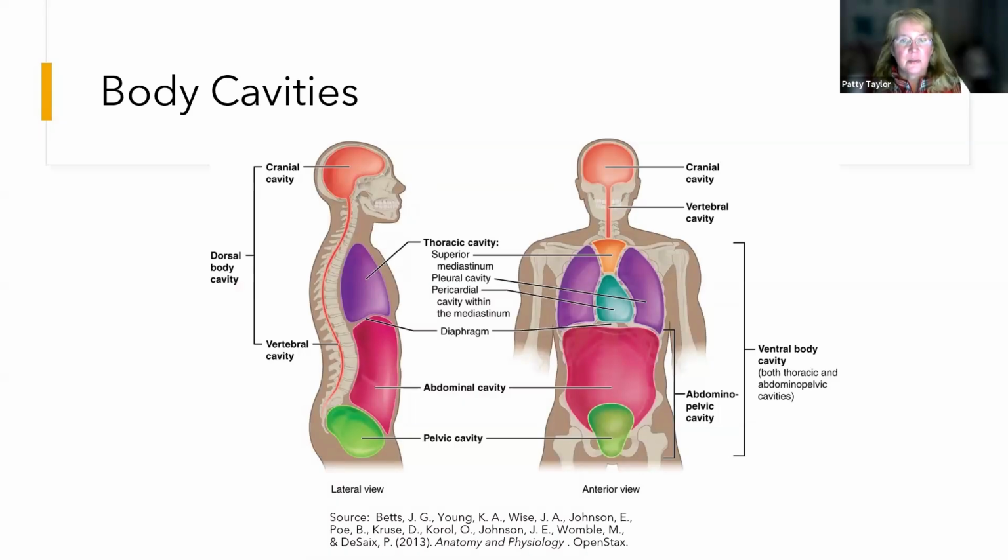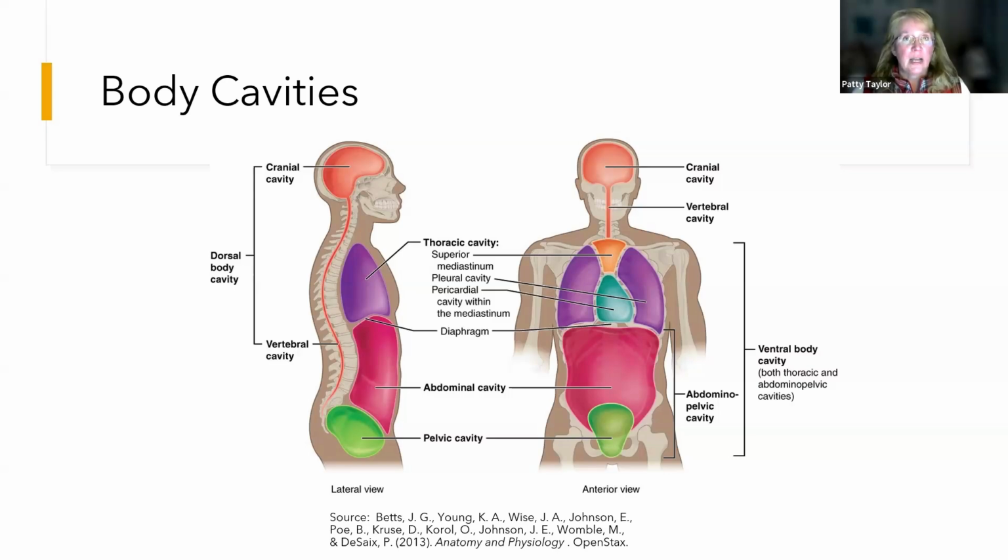You can see from this lateral view or side view here on the left side of our picture, the cranial cavity and vertebral cavity make up the dorsal cavity on the back side of the body. On the front or anterior side, we actually have the thoracic cavity, a diaphragm that divides the thoracic from the abdominopelvic cavity, and the abdominopelvic cavity is actually divided into two, an abdominal and a pelvic cavity.